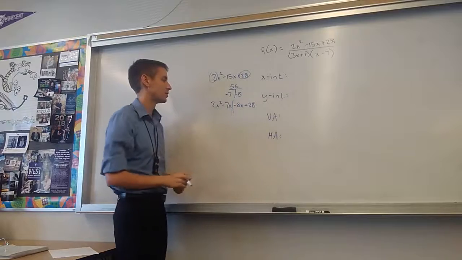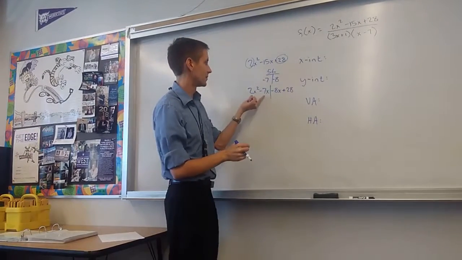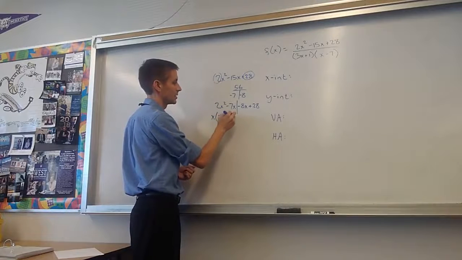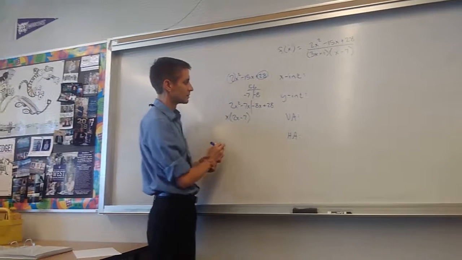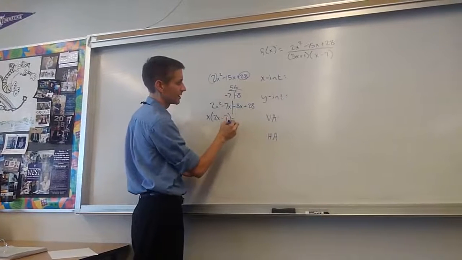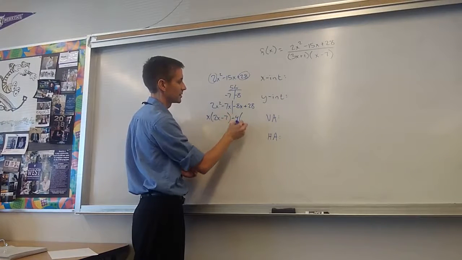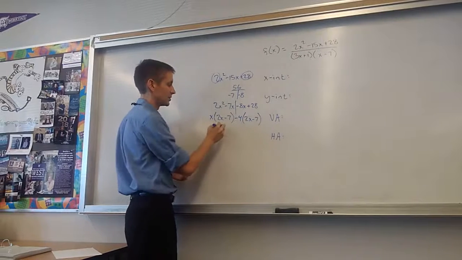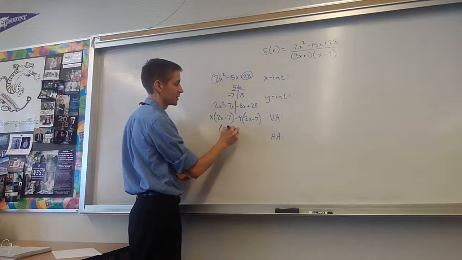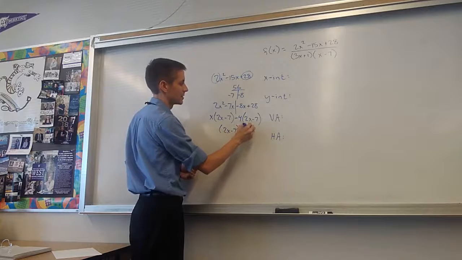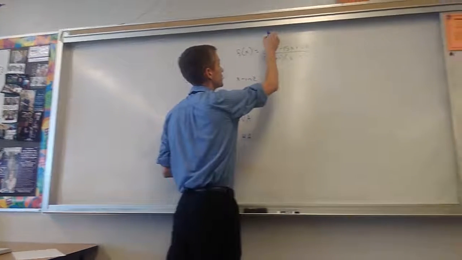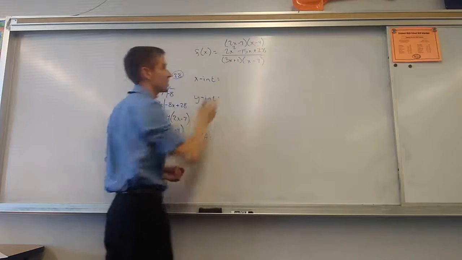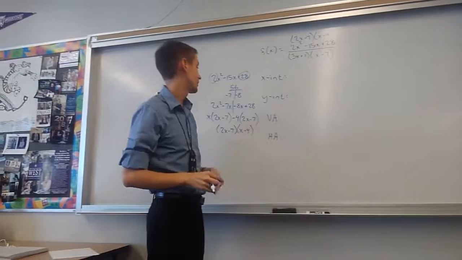That allows me to group this into two groups. The first group, all I can take out is an x, and I have a 2x minus 7 left over. The second group, I can take out a negative 4, which will allow this to be 2x minus 7 again. So my two factors for the numerator are 2x minus 7 and x minus 4. I'm going to write those in. 2x minus 7 and x minus 4 become the two factors for that numerator.